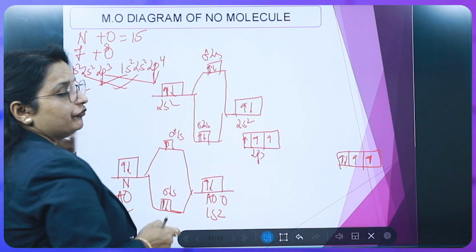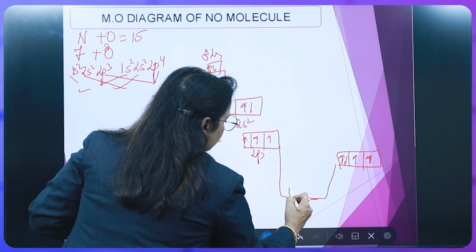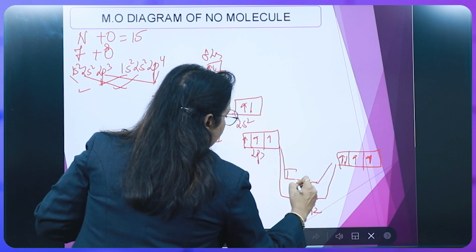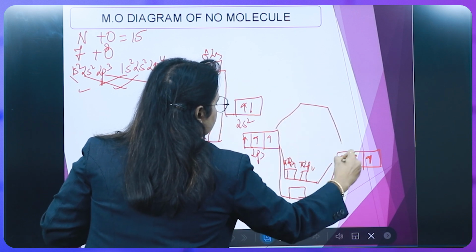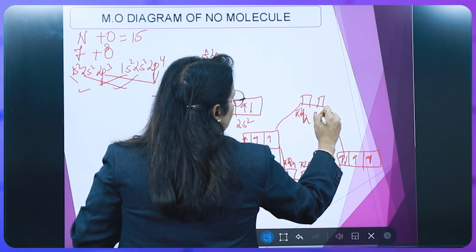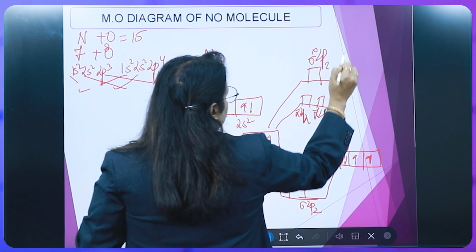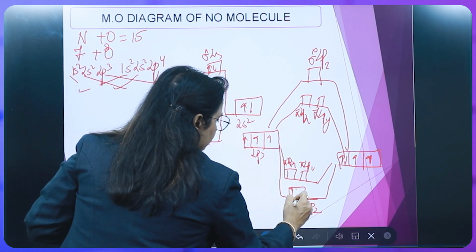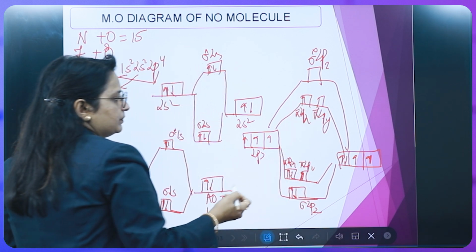Because it has 15 electrons, the order of filling is slightly different. At the lower energy level we are going to have sigma 2pz, and then pi 2px and pi 2py, and at a higher energy level we are going to have anti pi 2px, anti pi 2py and anti sigma 2pz. Now start filling the electrons, 3 this side and 4 this side. So 1, 2, 3, 4, 5, 6 and 1 will go to either anti pi 2px or anti pi 2py.